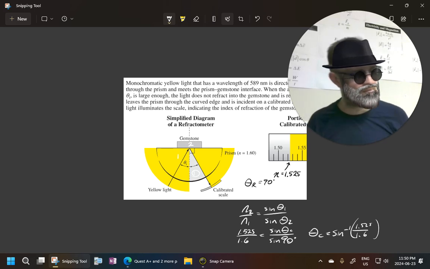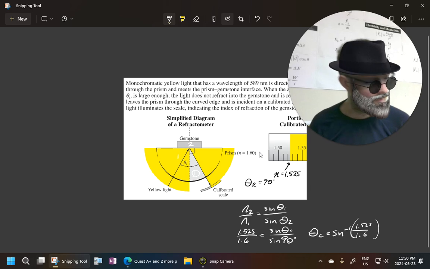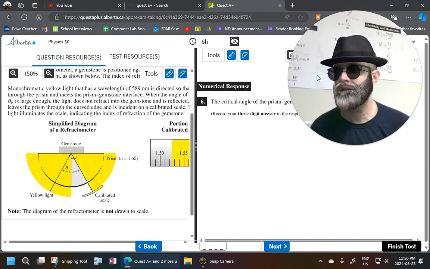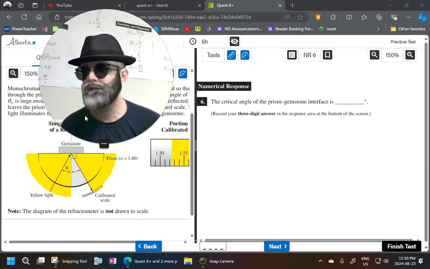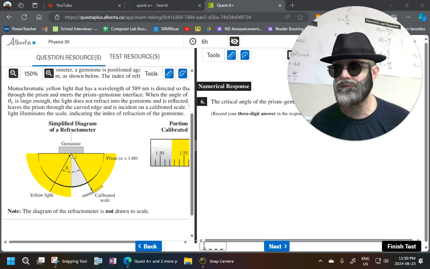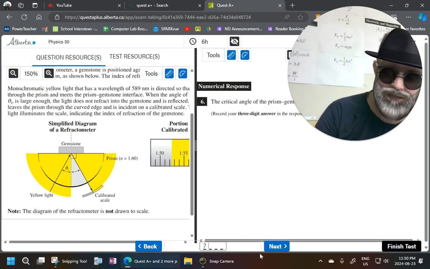So here I got 72.4 degrees or so. What do they want here? Critical angle, 3 digits. So, okay. So I get 72.4, right?